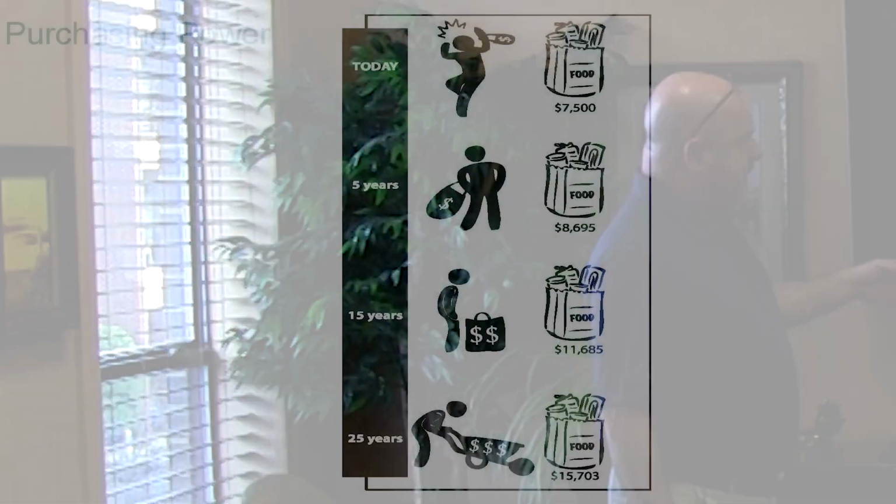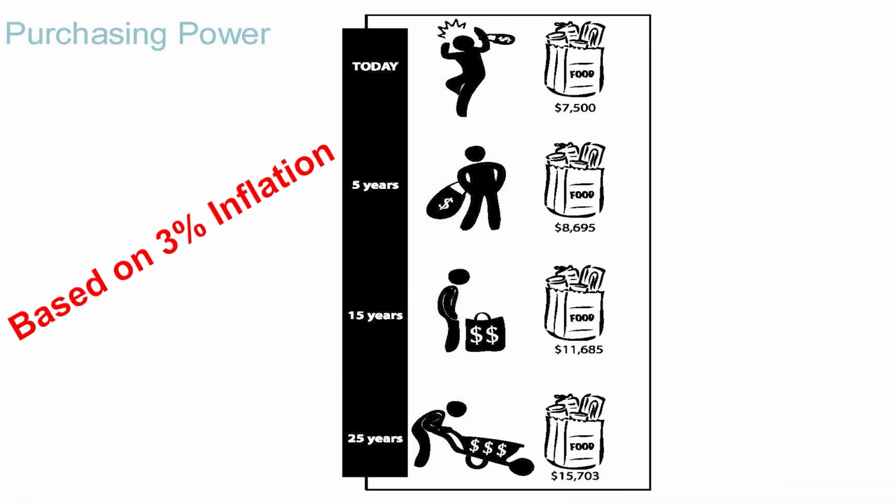In our example that I'm fixing to show you, we're going to use 3. 3 is probably closer to the average. I'm not saying inflation is 3, but it's a nice round number, and you know I like round numbers. All right, this chart is based on 3% inflation.